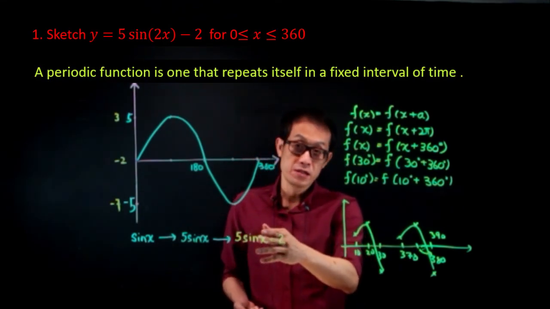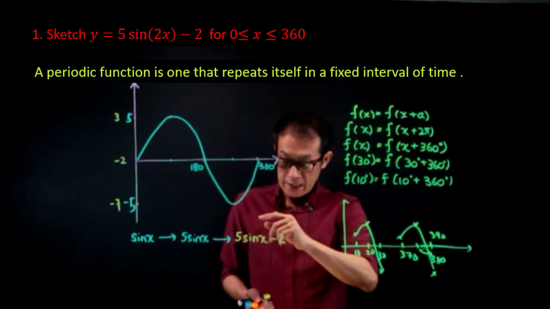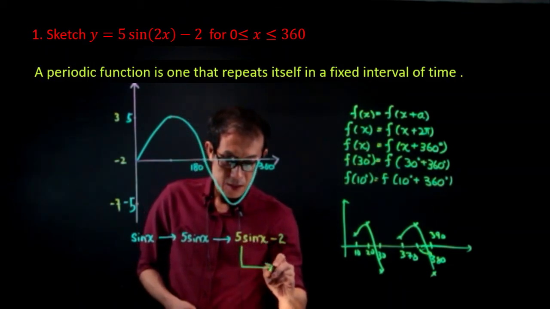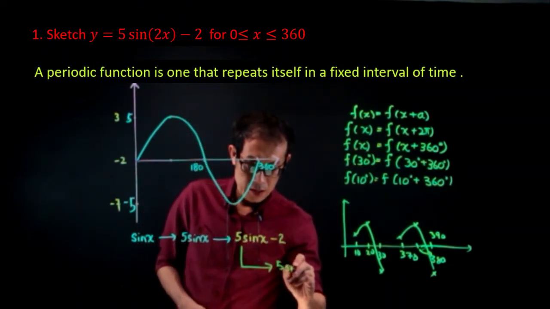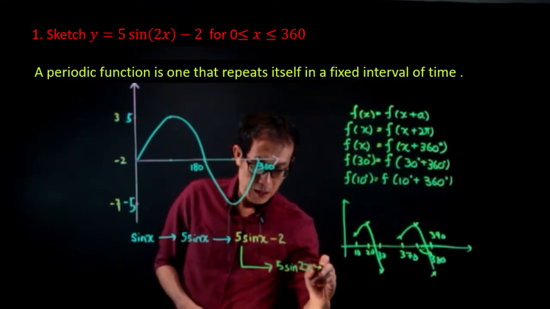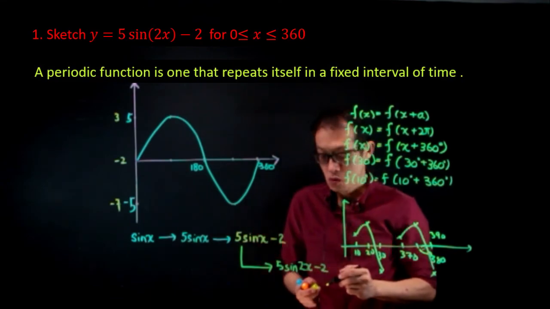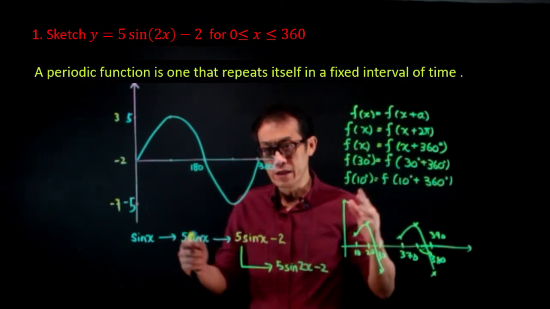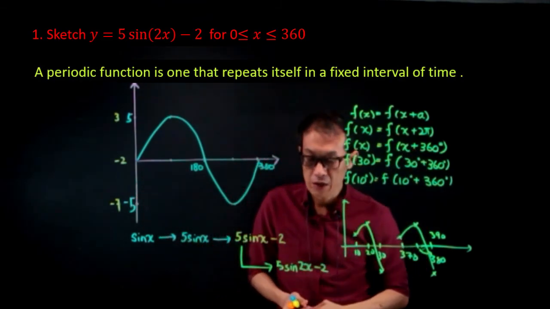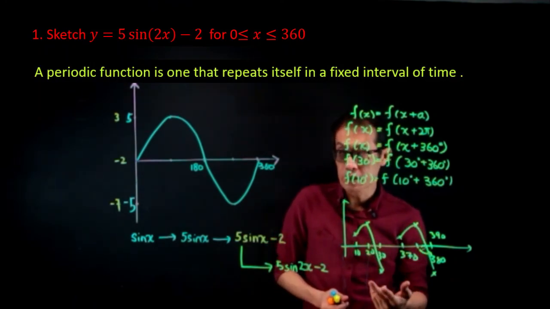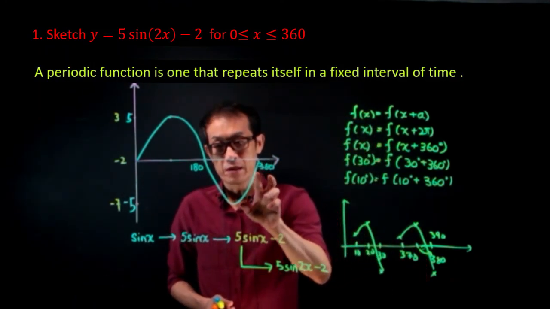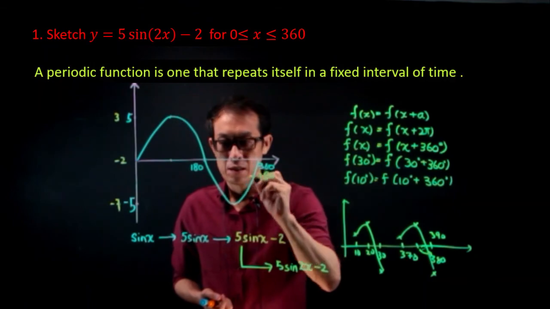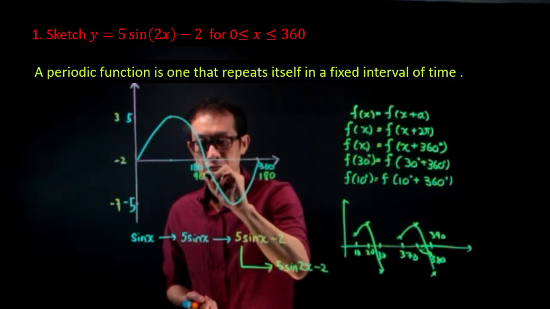Now we do the transformation for the x. Let's transform this graph to sine 2x minus 2. What does this do to the graph? It compresses the graph by a scale factor of 2. So instead of 360, the period now becomes 180. Then this will become 90.